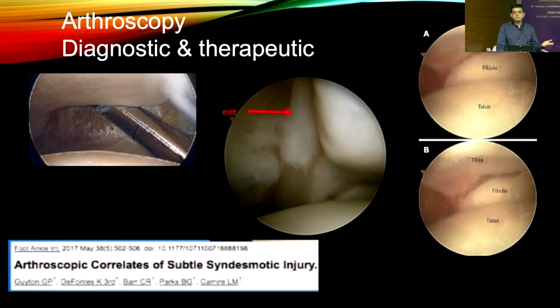Then if you are a scopy surgeon, arthroscopy is always held there as a paper, because of this subtle syndesmotic injury. You put in the scope, and if a 5 mm standard probe can go inside between your fibula and the tibia, that indicates there is an injury there. So this is another way, both diagnostic and therapeutic.